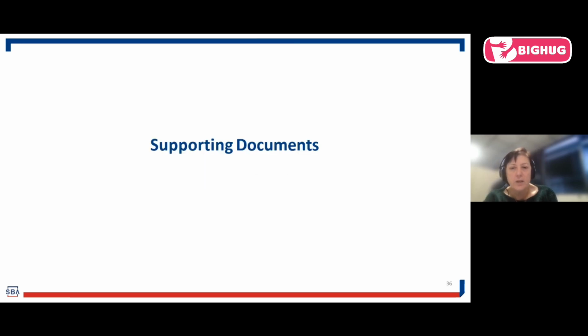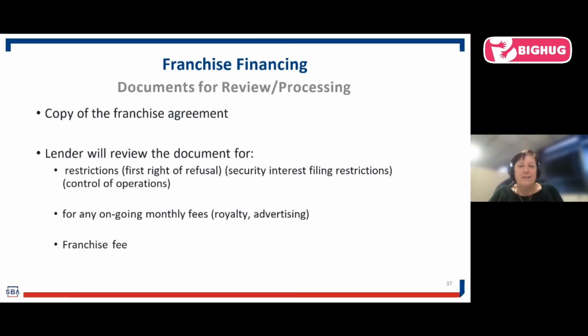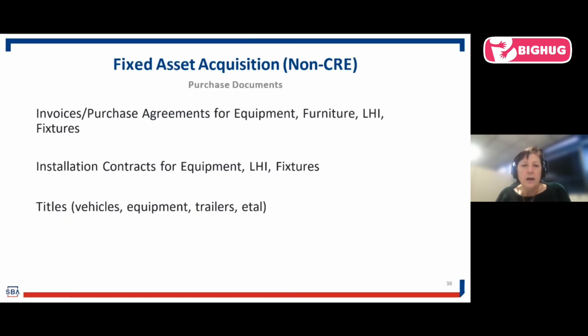Next slide, please. Supporting documents. Next slide, please. Okay. I've talked about the franchise financing, franchise agreement. If you're involved in a franchise, you definitely need that agreement to accompany your business plan. Next slide, please. If you're buying a fixed asset like equipment or real estate or anything like that, you want to have a purchase and sale agreement, at least preliminarily done, or invoices, anything to demonstrate what the value of the asset is that you're purchasing and evidencing that transfer of the asset.